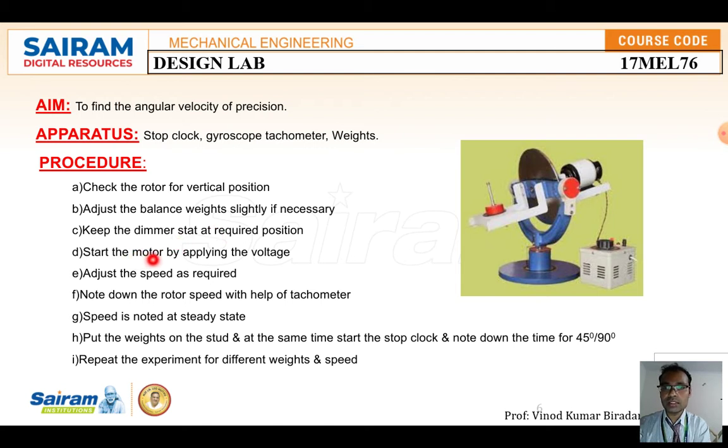Start the motor by applying the voltage. Just switch on the switch. Adjust the speed as required; this button is going to increase the speed, so slowly you can increase the speed. Note down the rotor speed with the help of the tachometer. Once you increase the speed, at the same time you note down the speed with the help of the tachometer. The speed is noted at a steady state.